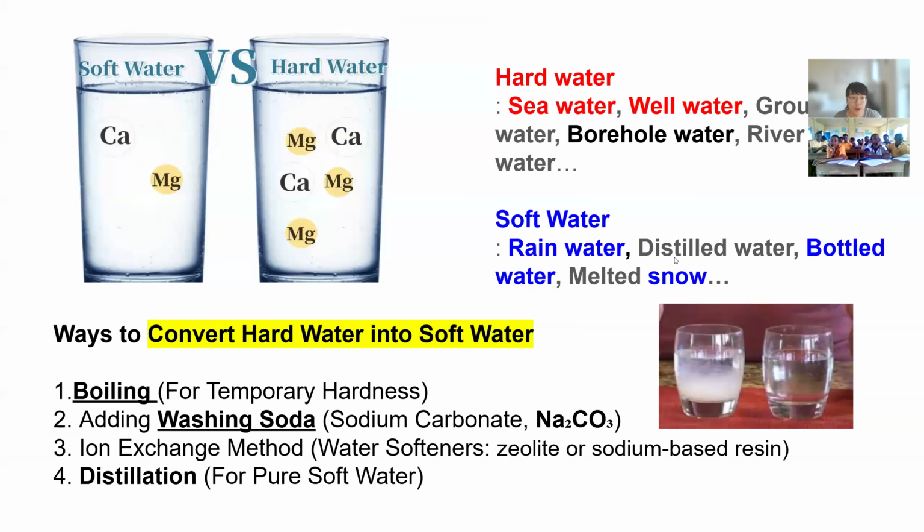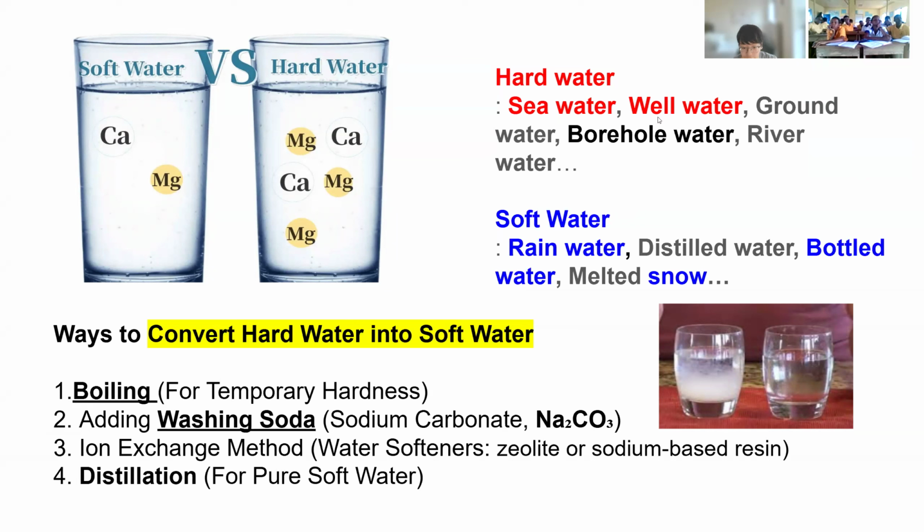So we can continue where we left off. Here we're talking about hard water and soft water. Hard water being seawater, well water, groundwater, borehole water, or river water. All of those are hard water because it contains high concentration of maybe magnesium and calcium. Soft water are things like rainwater, distilled water, boiled water, or melted snow.